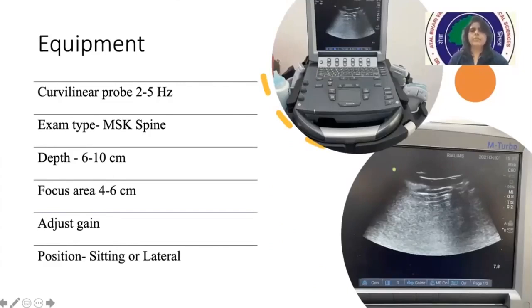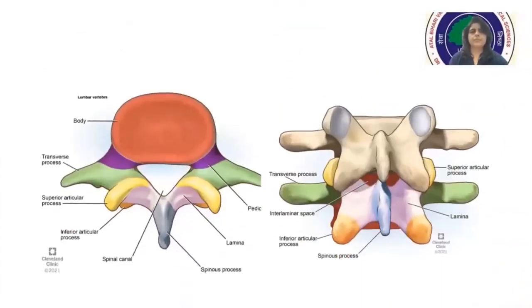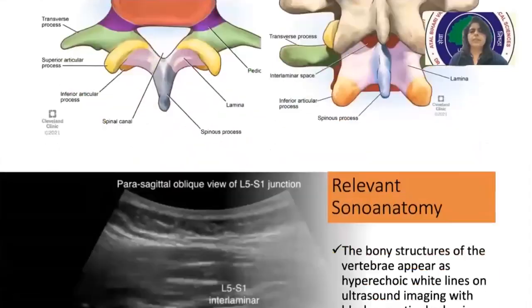You can scan the spine of a patient either in sitting position or in lateral position. I'll advise you as a beginner, always scan the spine in sitting position. So before moving on, we should know the anatomy of the vertebrae. When seen from behind, you can see these are the spinous processes. This is the lamina. These are the superior articular process, inferior articular process, and transverse process. The space between the spinous processes is interspinous space, and between the laminae is the interlaminar space. It is important to know all these things thoroughly.